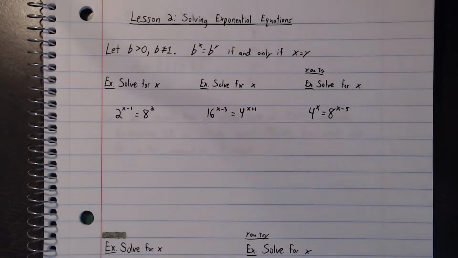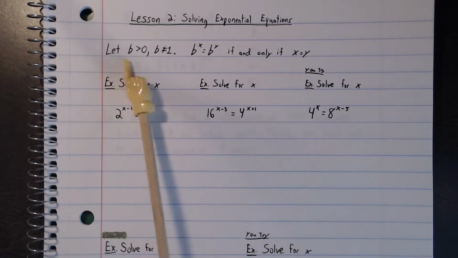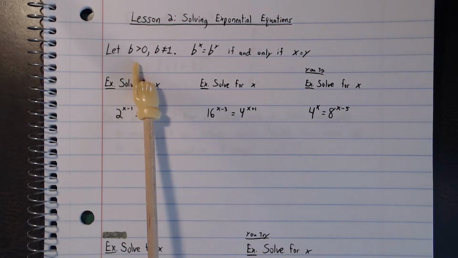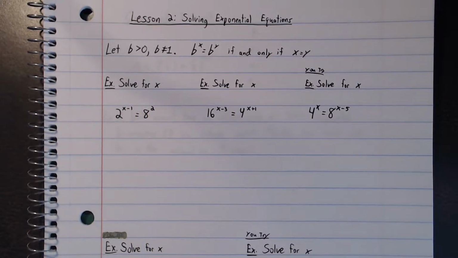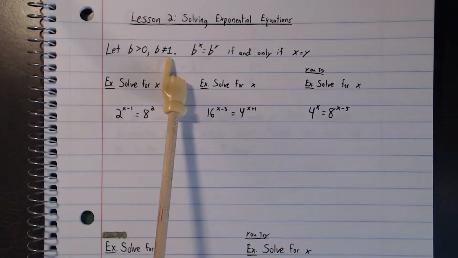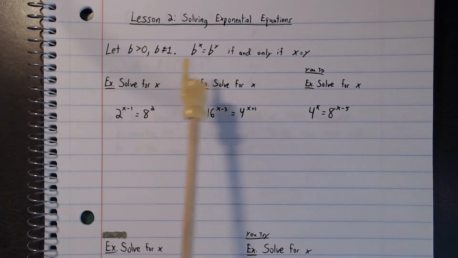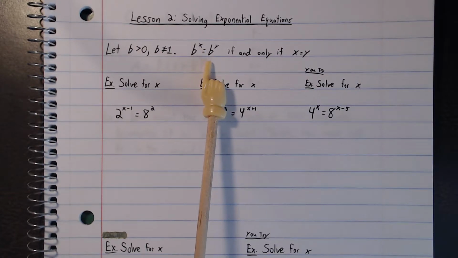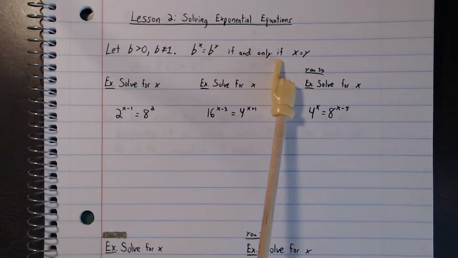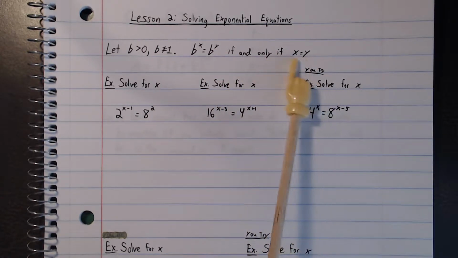So right off the bat, there are some little restrictions. We're talking about a b value that's bigger than 0, and we don't want to work with 1 because 1's not very interesting. It can be fractional, it can be whole numbers. We just want to make sure that it's positive and not 1. What's going to happen here is if we have some base to the power of x, it would have to be equal to some base to the power of y if and only if those exponents are equal. So what's really happening here?